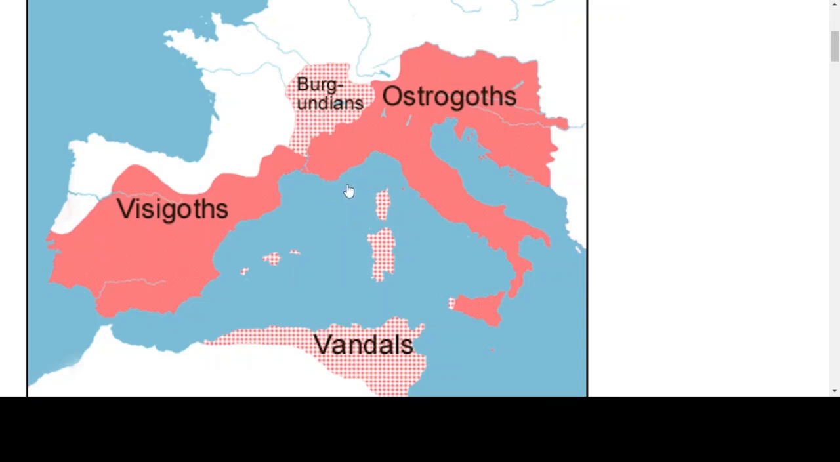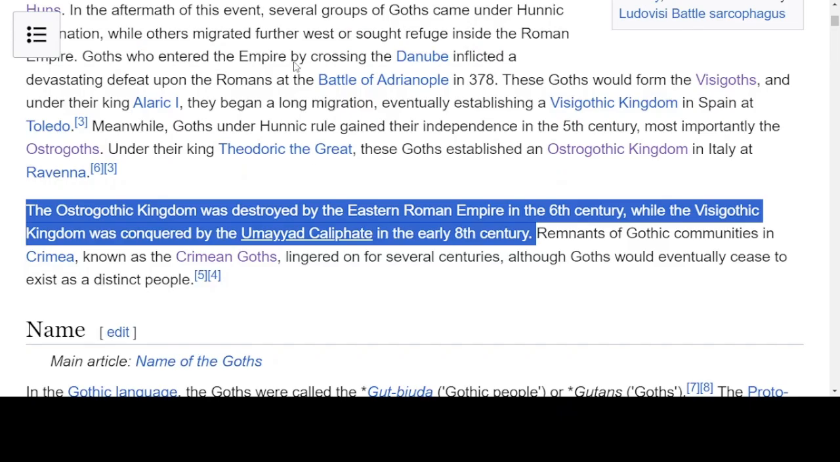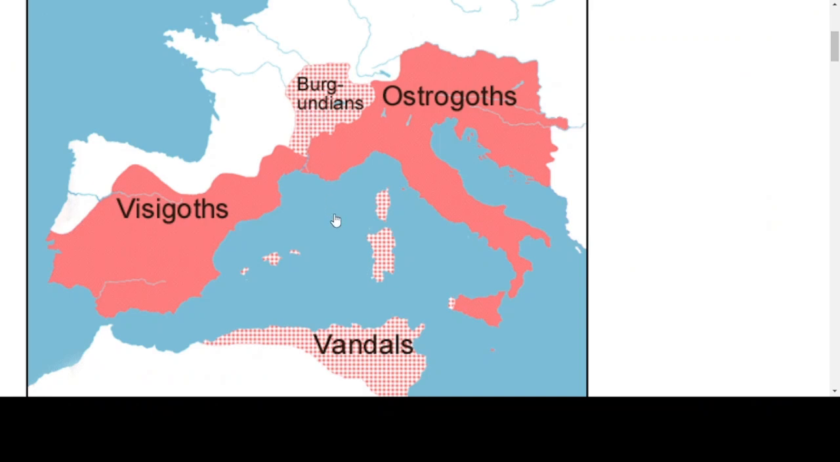What we're going to do to try to understand this period and add to our learning is just look at the ending of these kingdoms. So it says the Ostrogothic kingdom was destroyed by the Eastern Roman Empire in the 6th century AD. So this map we're looking at is actually just the Western Roman Empire. It doesn't show us the Eastern Roman Empire. So it's saying that the Ostrogothic kingdom was defeated by the Eastern Roman Empire.